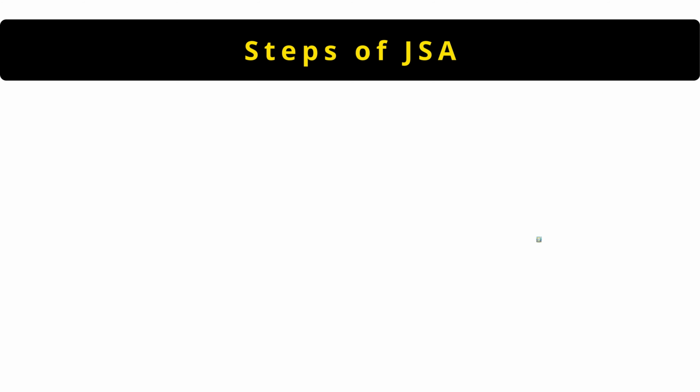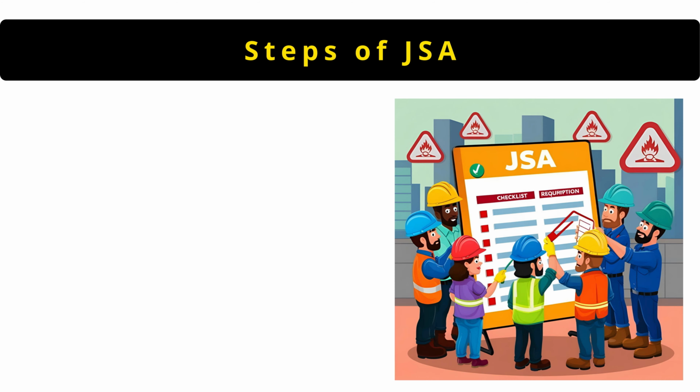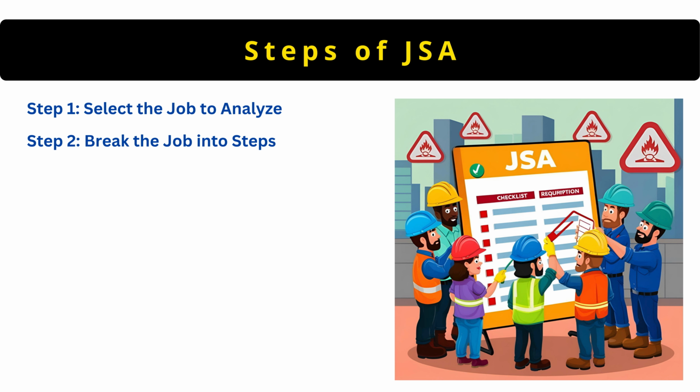When you conduct a JSA, there are several important steps you need to follow. Let me walk you through them. Step 1. Select the job to analyze. This is where you choose which task needs to be examined for safety risks. Step 2. Break the job into steps. Here you'll take that task and divide it into smaller, manageable actions.